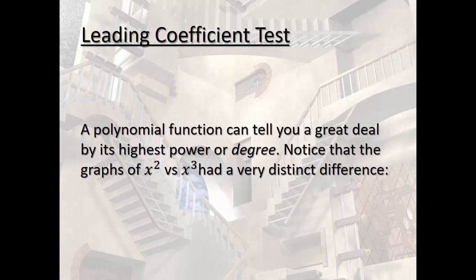Okay, this next one is about the leading coefficient test. And the leading coefficient test is really a big deal. As trivial as the last video seemed, this one is really going to do something to help us out on these graphs.